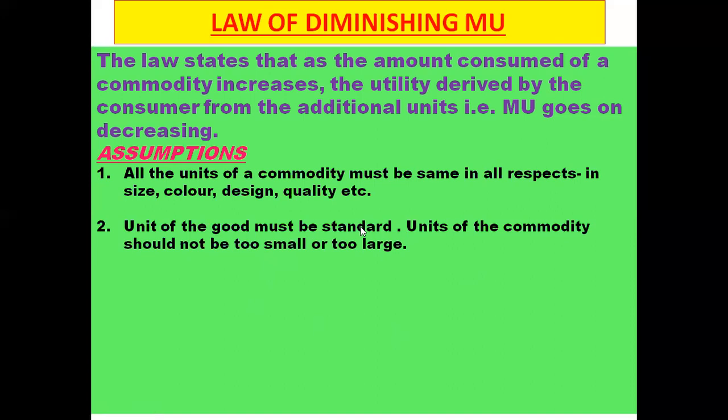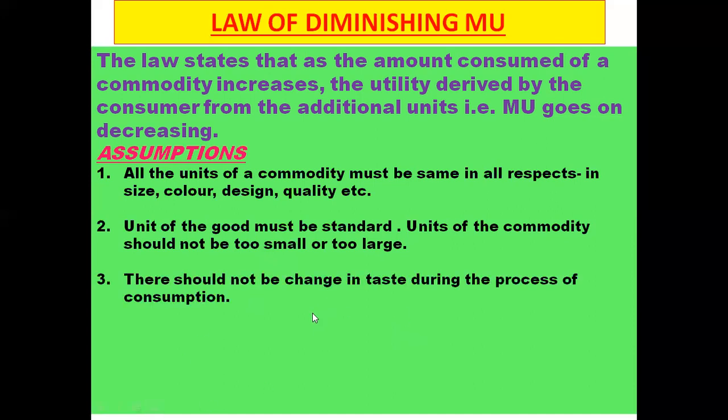That is a bottle of cold drink, a cup of water. Because if someone is having cold drink from a bottle, then second unit of cold drinks from a glass, then it will give different utility. So it must be standard. Units of the commodity should not be too small or too large. Otherwise, it will give different utilities.